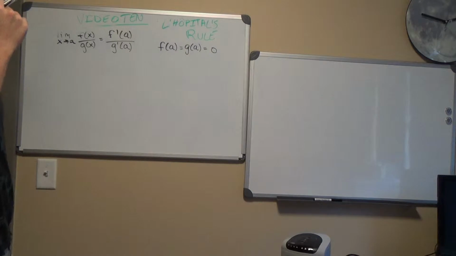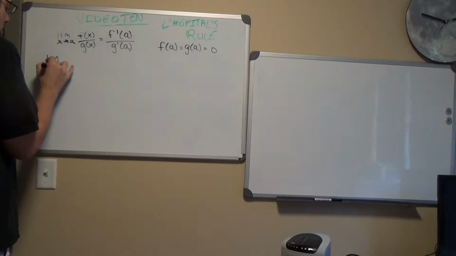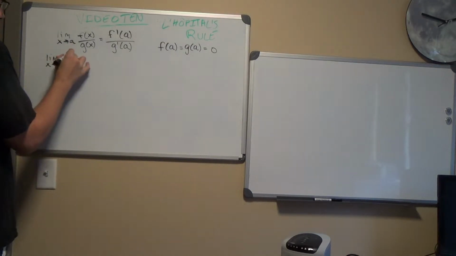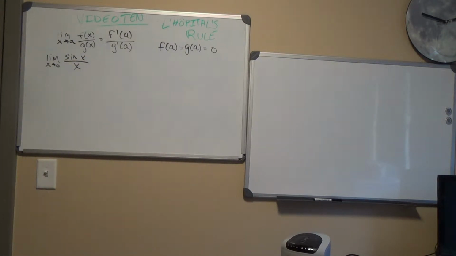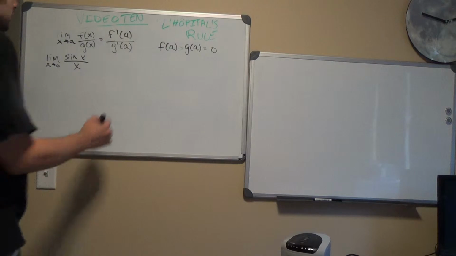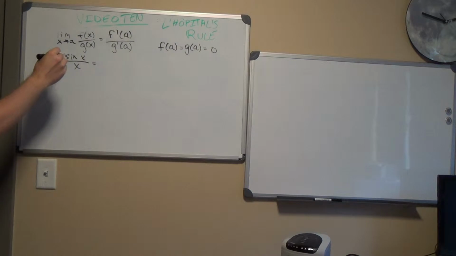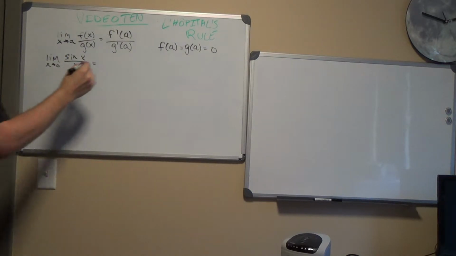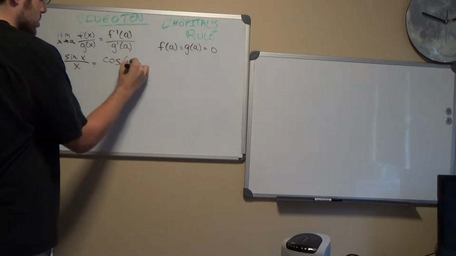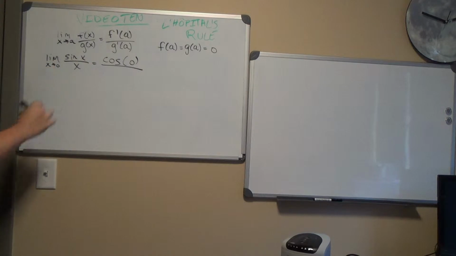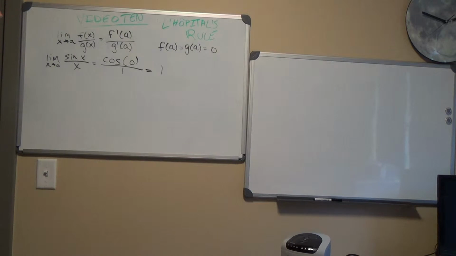For example, let's go back to the squeeze rule that we learned in the first video: the limit as x approaches 0 of sine of x over x. If we were to apply this, f prime of a is cosine, a is equal to 0, so cosine of 0 divided by g prime, which is 1. Cosine of 0 is equal to 1.